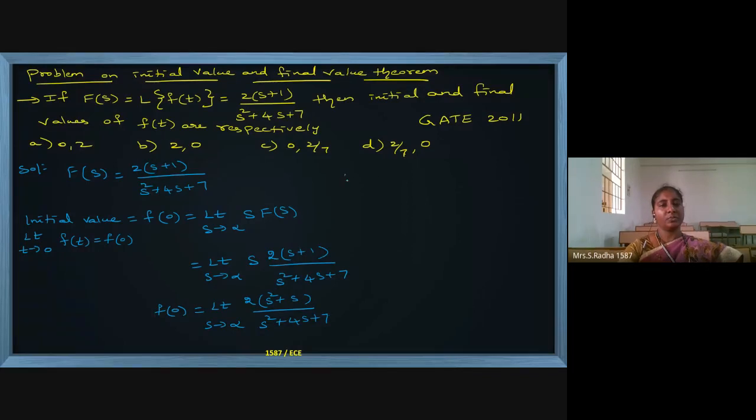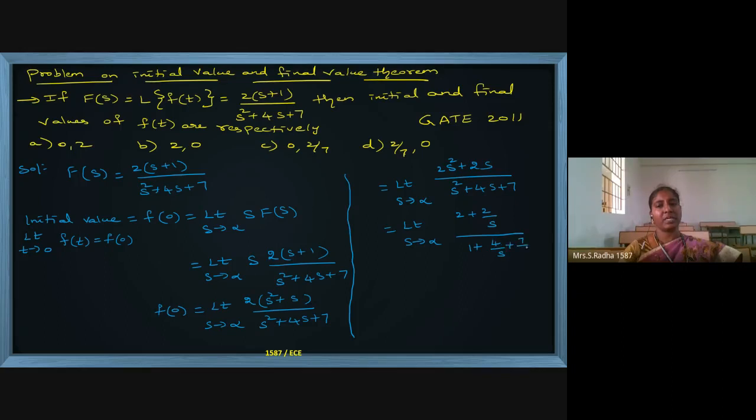If I divide numerator and denominator by s square on the RHS, what will happen as s tends to infinity? The numerator is 2s square plus 2s, and the denominator is s square plus 4s plus 7. Dividing numerator and denominator by s square, it becomes 2 plus 2 by s, whole divided by 1 plus 4 by s plus 7 by s square.